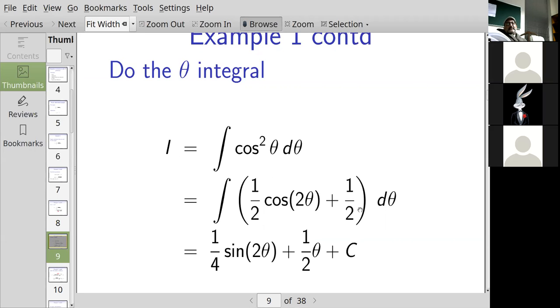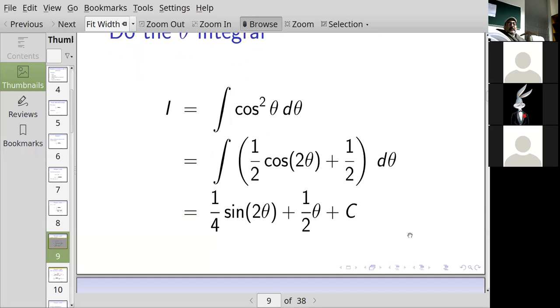Yes, Basit has a question. Doesn't the double angle identity, can we put the other formula, would it work or not? The idea is to get something that you can integrate. So if you want to replace cos squared theta by something else that you know how to integrate, do that also. That's fine. But I chose this one. So I replace cos squared theta by 1/2 cos of 2 theta plus 1/2.